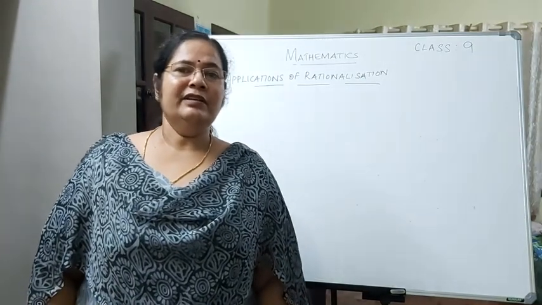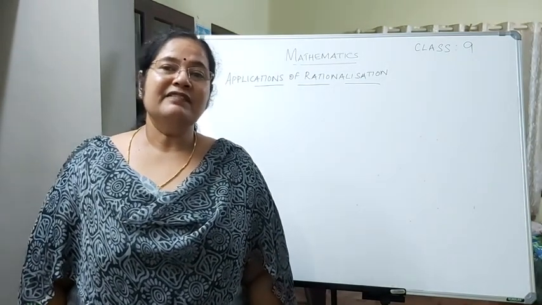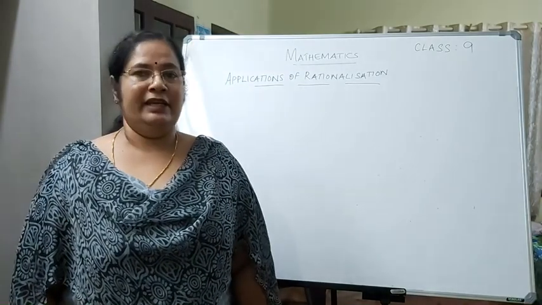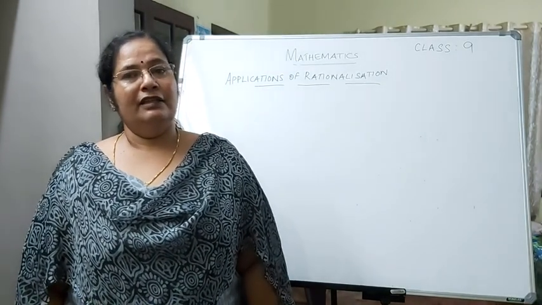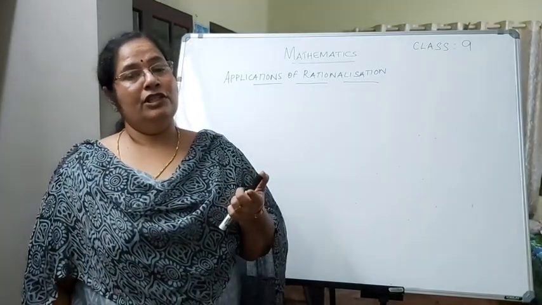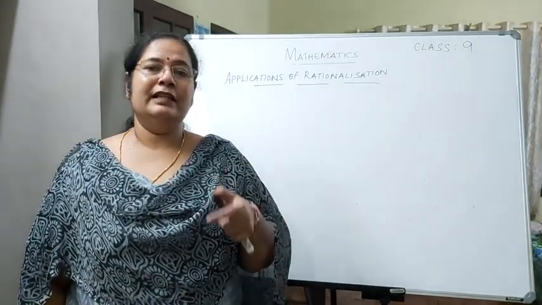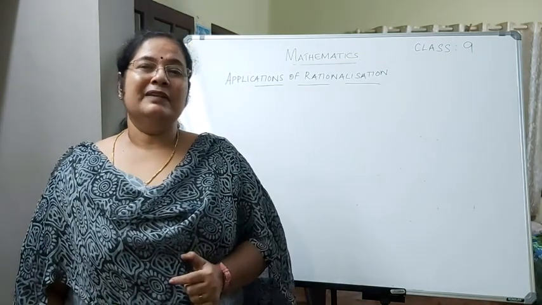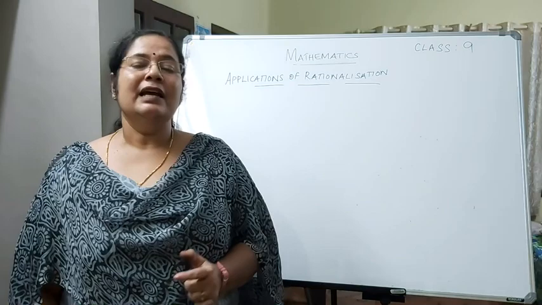Hello dear children. Lastly we have seen about rationalization, rationalizing the denominator. How did we do that? We multiply the numerator and denominator with the conjugate or rationalizing factor so that the denominator becomes a rational number. Now today we will be learning some of the applications of rationalizing the denominator.